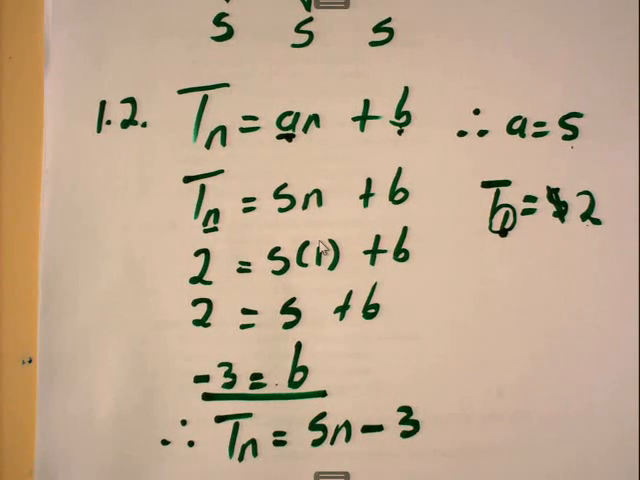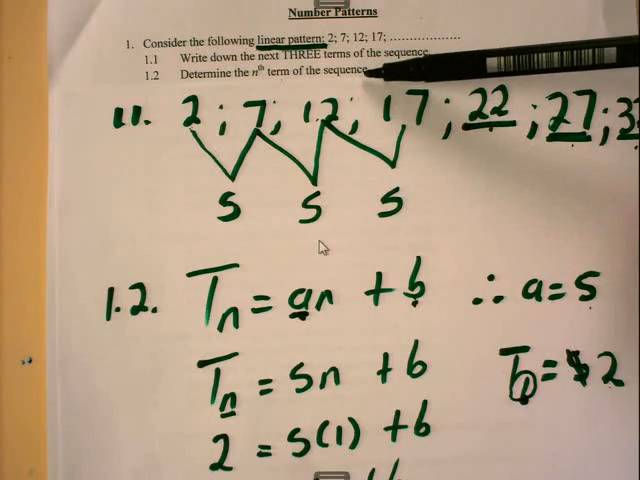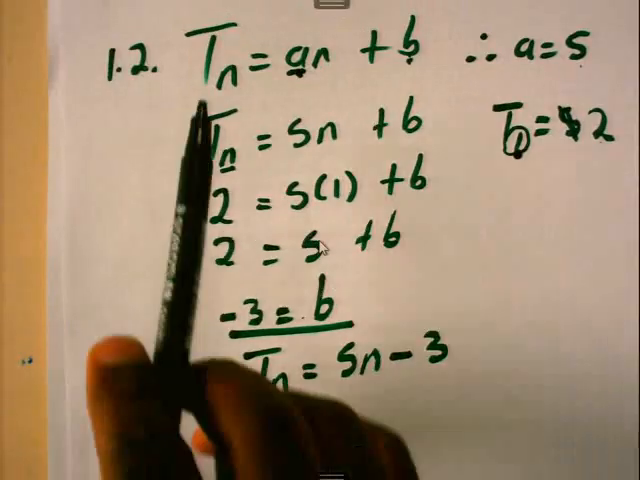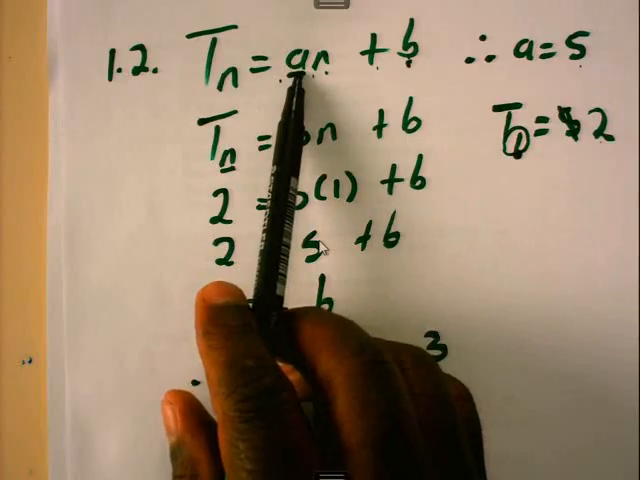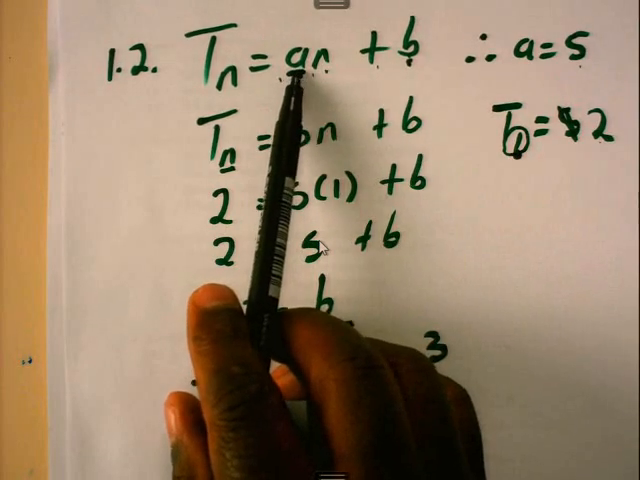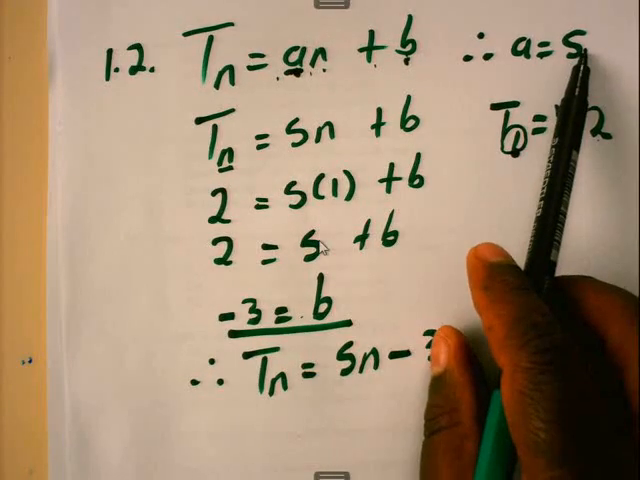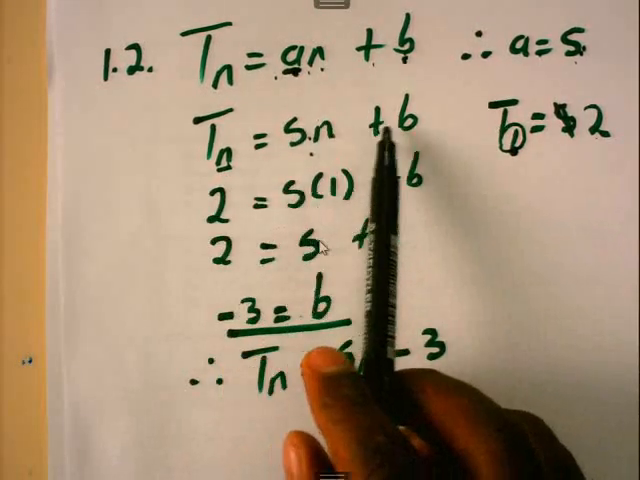I hope it's clear. If you remember the question properly, 1.2 states, determine the nth term of the sequence. So the nth term of the sequence is given by Tn is equal to an plus b. And this a represents the first common difference. So the first difference, which is common in this case, was 5. As a result, a is equal to 5. You substitute a by 5, you've got Tn is equal to 5n plus b.